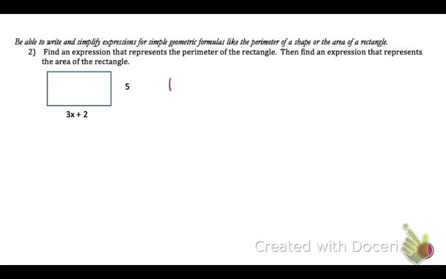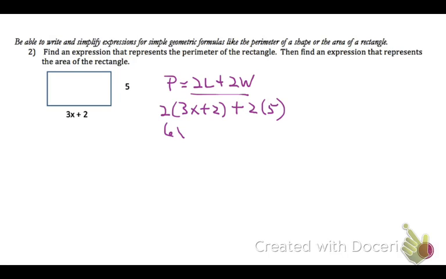So you need to remember perimeter of a rectangle is 2 times the length plus 2 times the width. Let's try that again. So we have an expression for length. We'll take 2 times that expression plus 2 times the value of the width, which is 5. Now we'll just simplify by distributing and multiplying here and then combining like terms. And what we end up with is an expression that's for the perimeter of that rectangle.